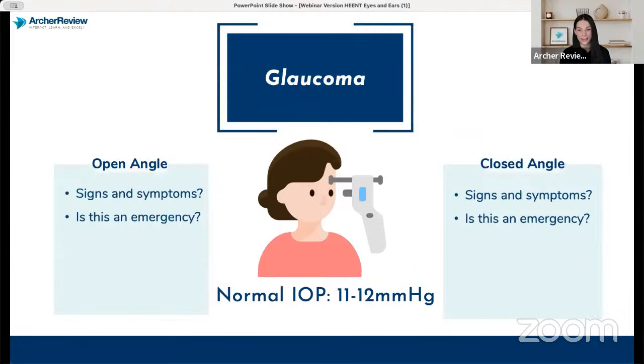Now, on the flip side, if that patient has that gradual loss of peripheral vision, what type of glaucoma might that be? Open or closed? So this is the gradual loss, and it's very common. It's the more common one.